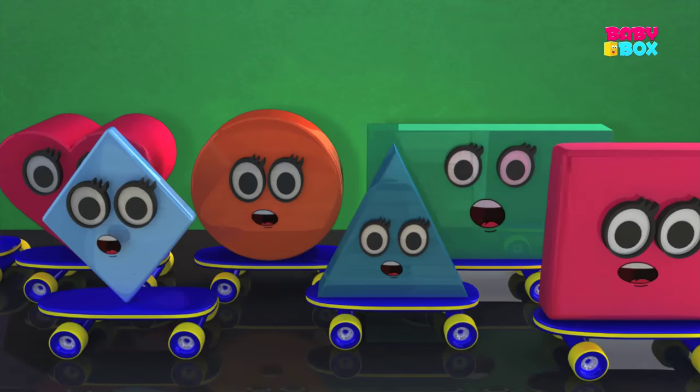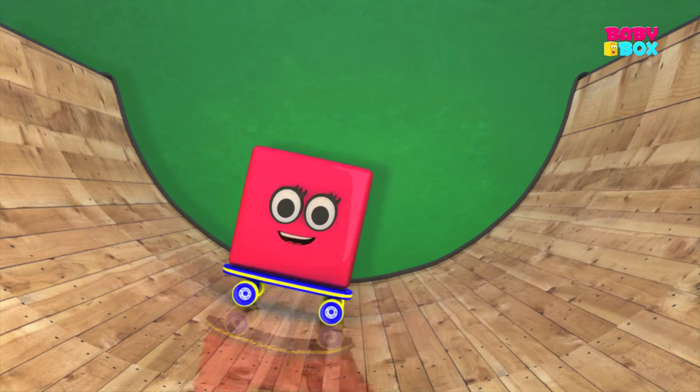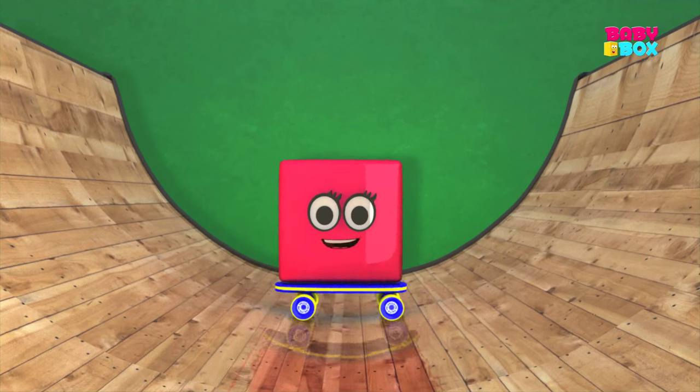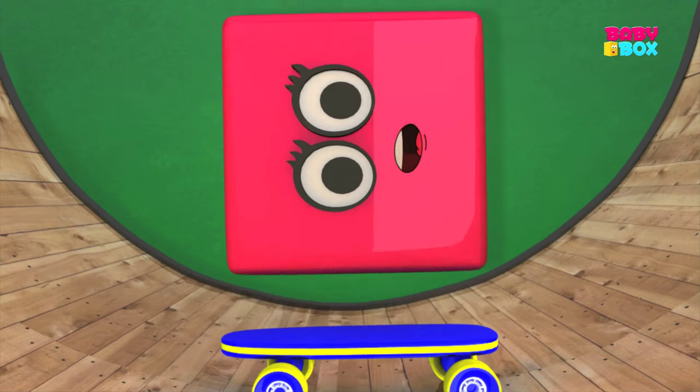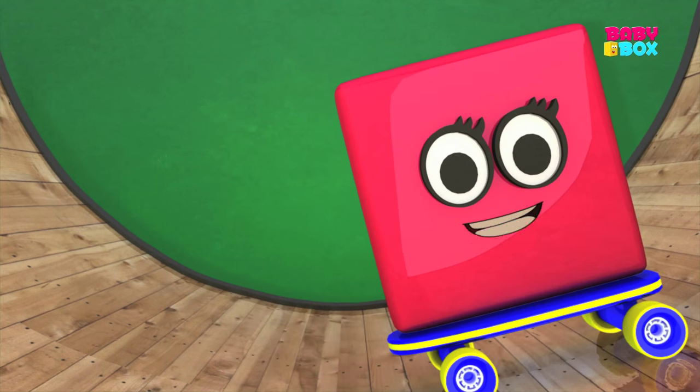We are shapes. You can see us everywhere. I'm a square, I'm a square. You can see me everywhere. I have four sides. I'm a square, I'm a square.